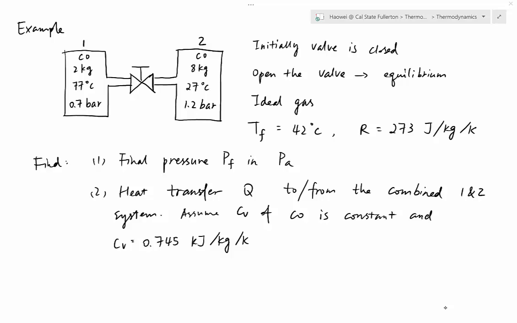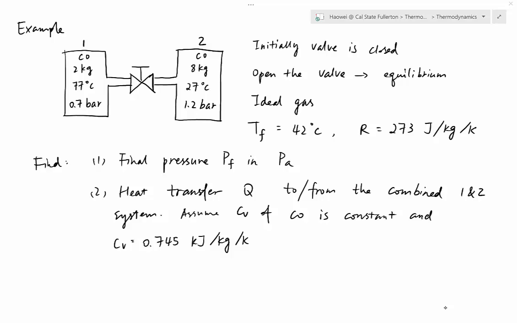Now let's practice what we just learned in one example. So here we have two containers. In container number one, you have carbon monoxide, and the mass is 2 kilogram, temperature is 77 Celsius, and the pressure is 0.7 bar. In container number two, the gas is also carbon monoxide, but mass is 8 kilogram, temperature is 27 Celsius, and the pressure is 1.2 bar.